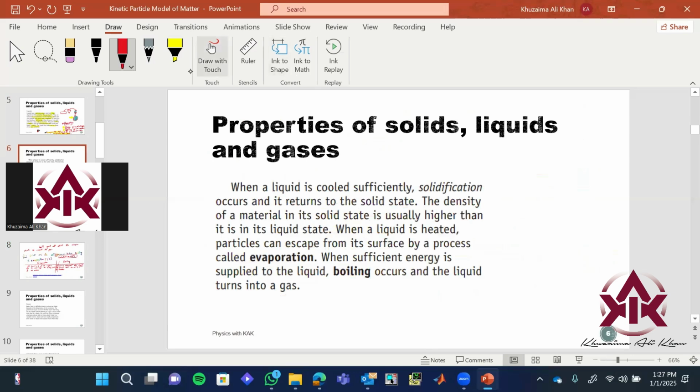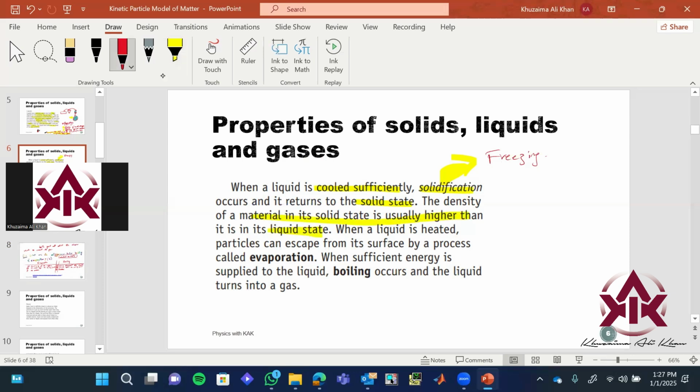So again, they are saying, solidification is what? When it is cooled sufficiently, solidification occurs and it returns to the solid state. That is called freezing, right? We have studied this in the next slide, which we have covered, this change of state is called freezing. The density of a material in its solid state is usually higher than in its liquid state.